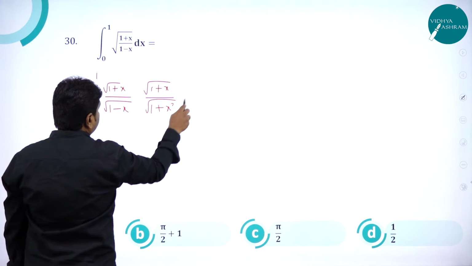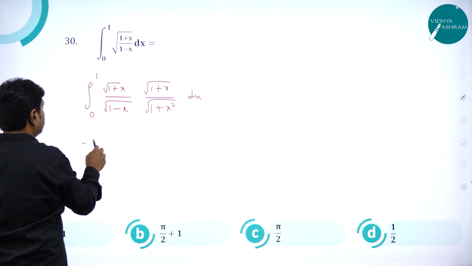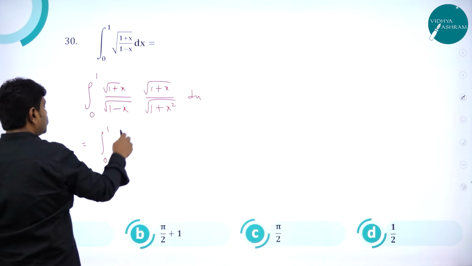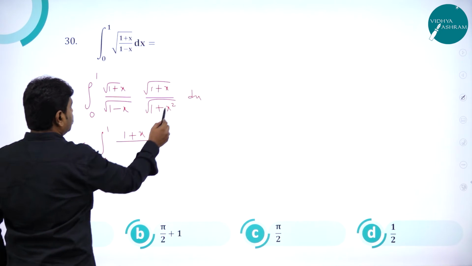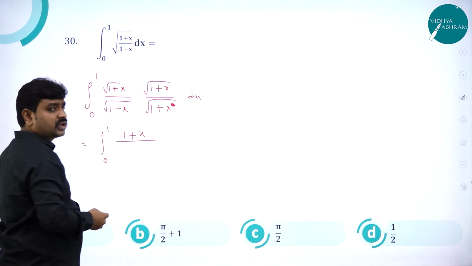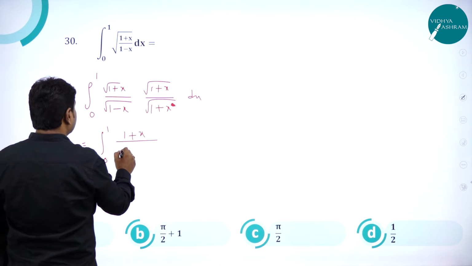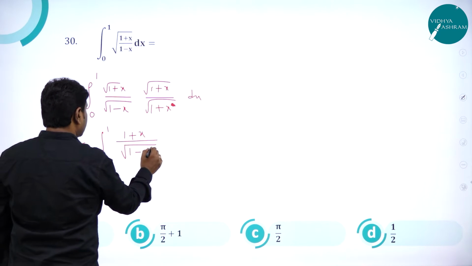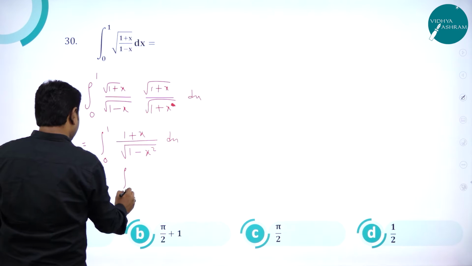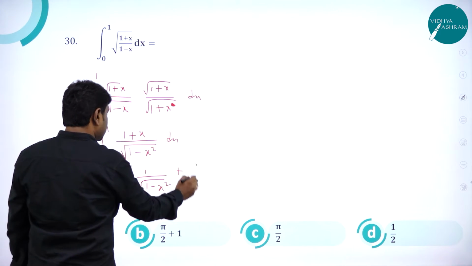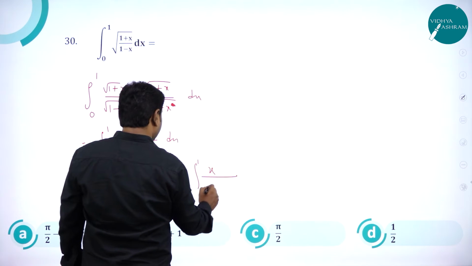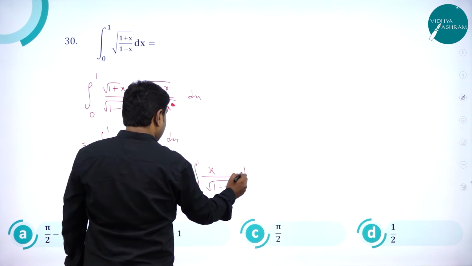If I do that, numerator is a plus b into a plus b, the whole square, square root cancels, numerator just 1 plus x. Denominator, a plus b into a minus b is what? A square minus b square, under the root you will get 1 minus x square. Now split this. If I split it, integration of 0 to 1 of 1 divided by root of 1 minus x square plus integration of 0 to 1 of x divided by root of 1 minus x square dx. Now you know this.